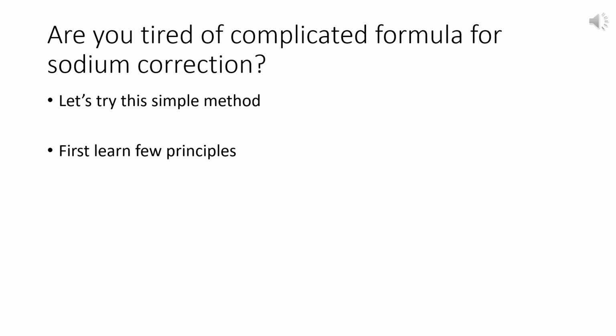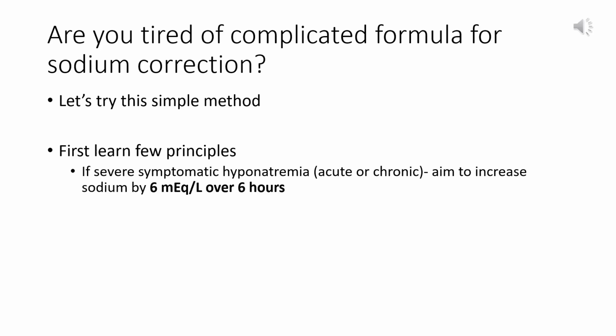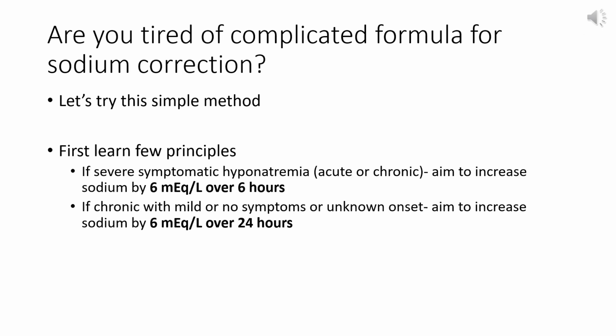First, learn few principles. If patient has severe symptomatic hyponatremia, either acute or chronic, then aim to increase sodium by 6 milliequivalents per liter over 6 hours. If chronic with mild or no symptoms or unknown onset, then aim to increase sodium by the same 6 milliequivalents per liter, but now over 24 hours.